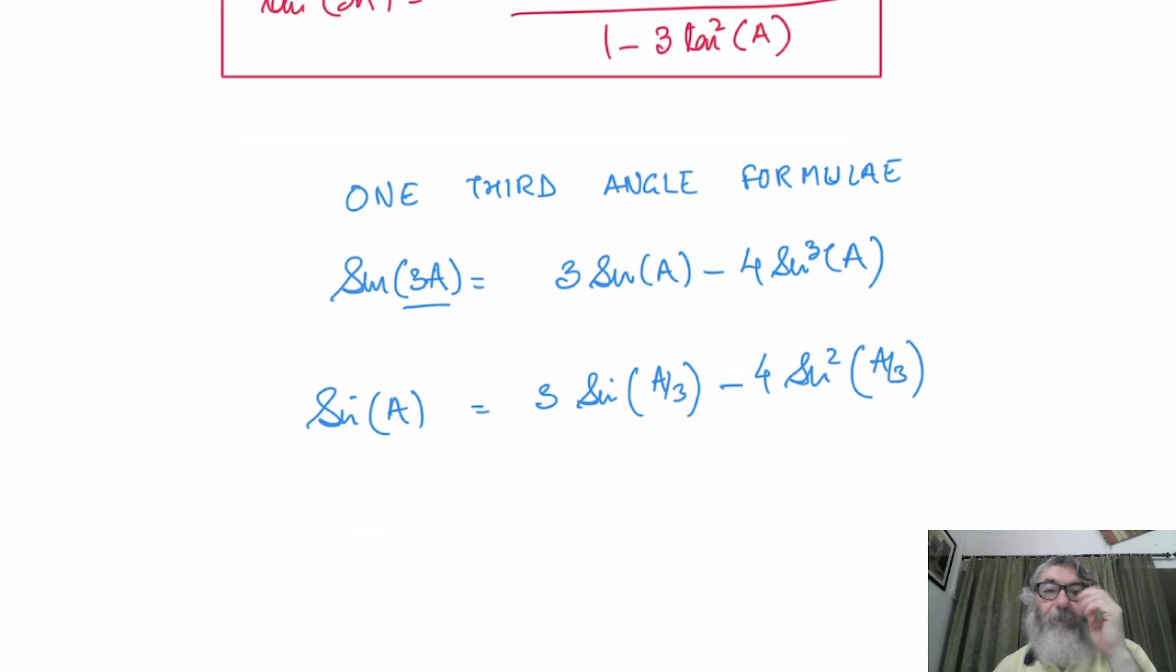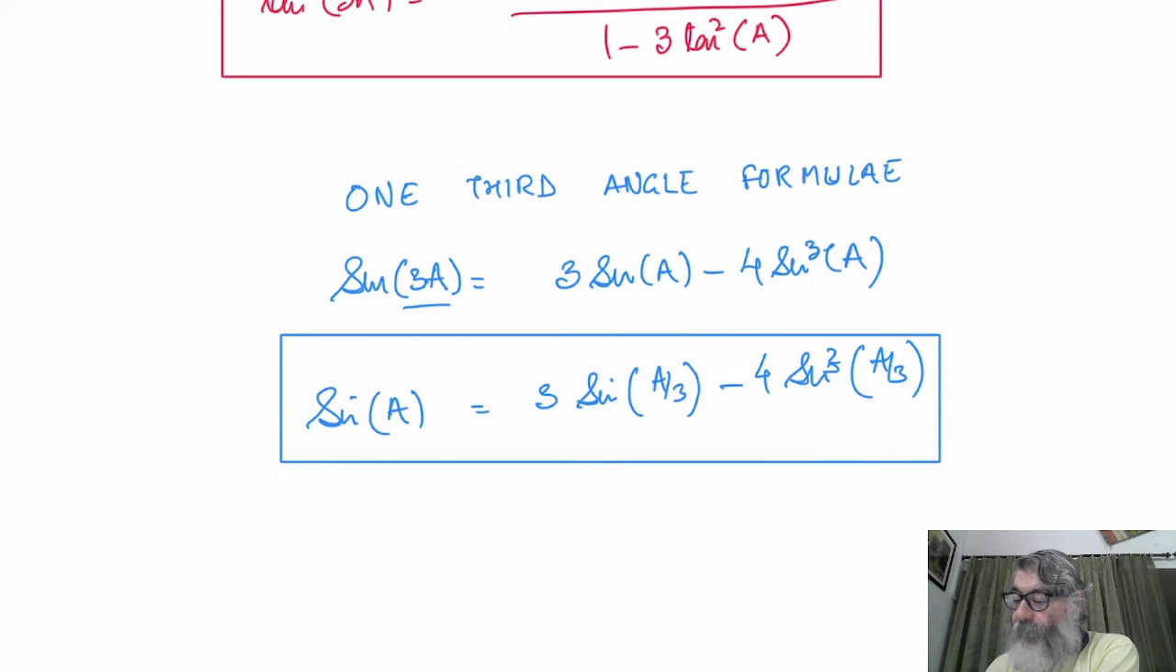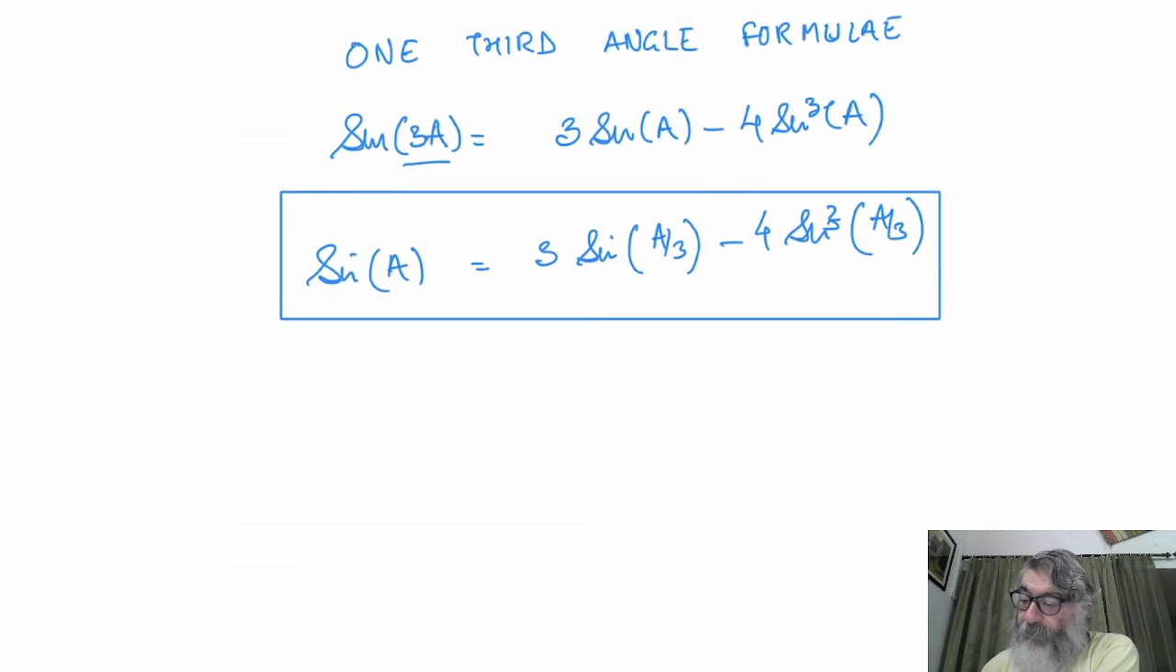That means if the left hand side was 3A, on the right hand side it was 1/3 angle. So if A is there on the left, on the right hand side it will be 1 by 3. That is 3 sin A by 3 minus 4 sin cube A by 3. This is the formula for sin A.